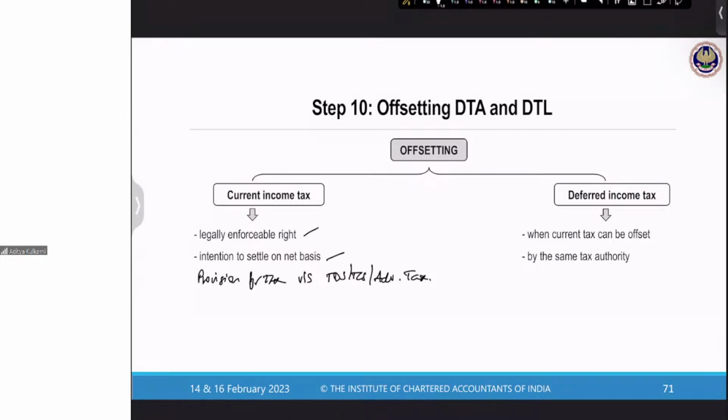Even if you are doing the books of a proprietor, a partnership firm, an LLP, or a company, these offsetting principles are always applicable. AS 22 applies to all entities regardless of size. So you will have to do the offsetting there as well. Deferred income tax, you can offset when current tax can be offset by the same tax authorities. Suppose you have a deferred tax asset in Sri Lanka and a deferred tax liability in India. Can you offset? Answer is no. So you will have a deferred tax asset for Sri Lanka appearing and a deferred tax liability for India also appearing.